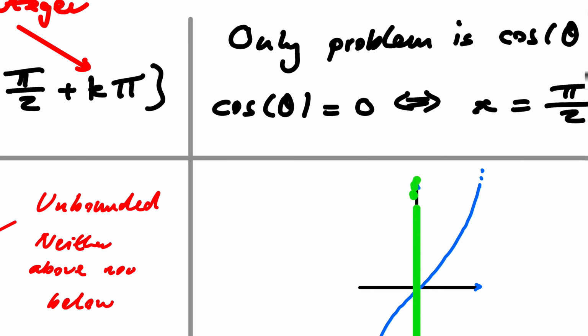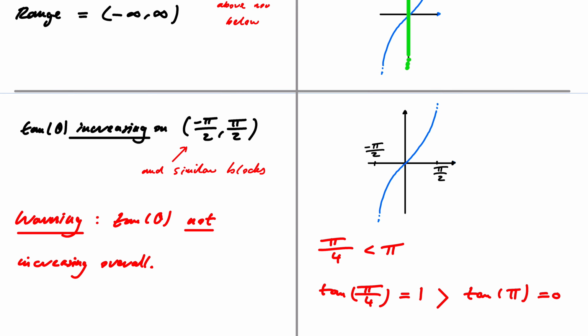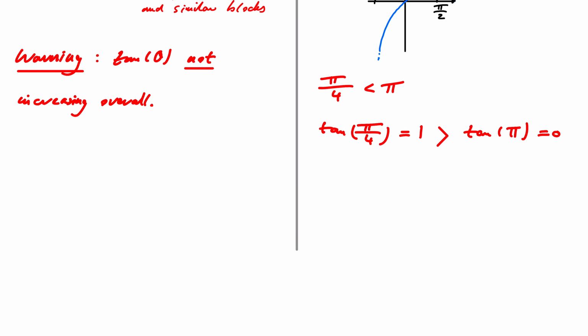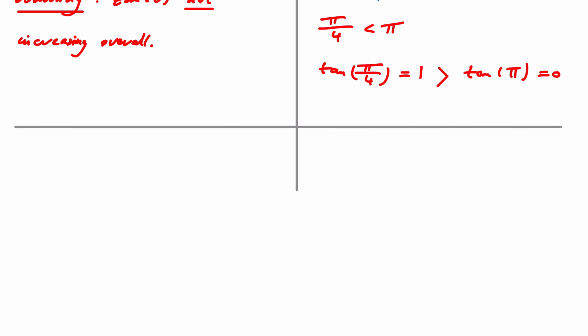Okay. So increasing on these nice intervals. What else? Well, it's odd. There's another nice fact. And you can see this in various ways, but let's take the time to do it carefully, shall we? So it's an odd function. Tan of theta is odd.